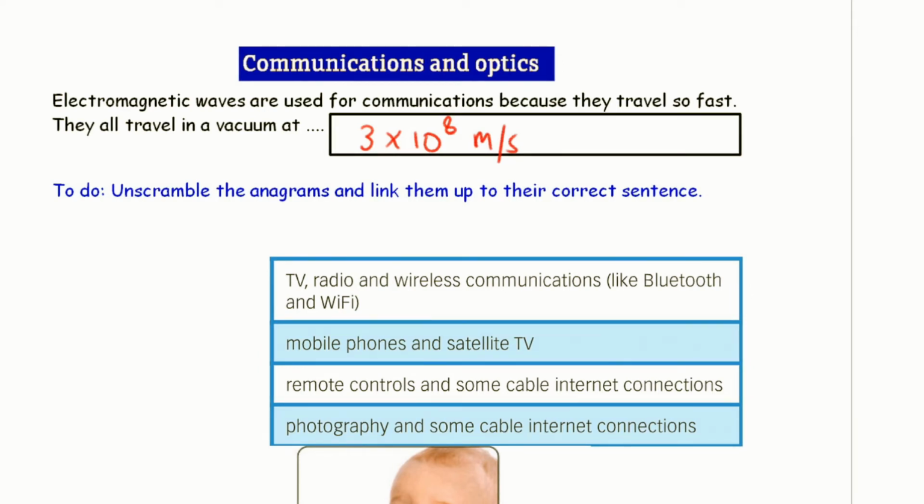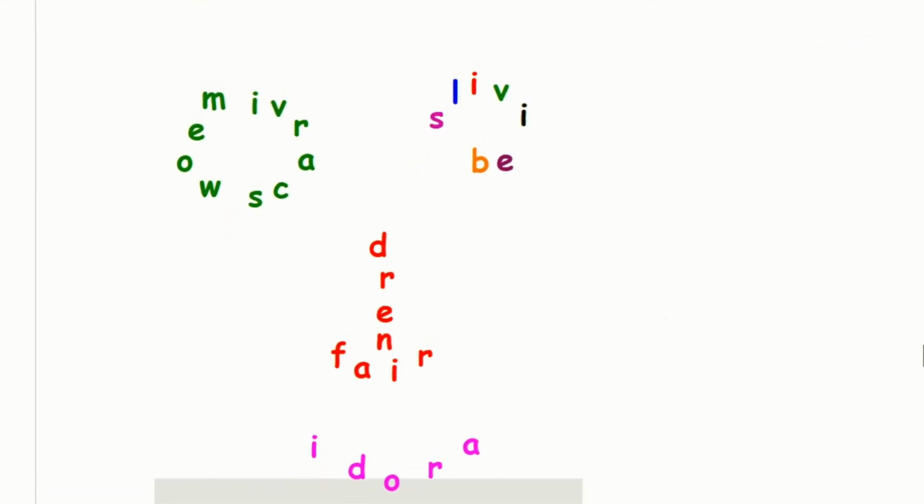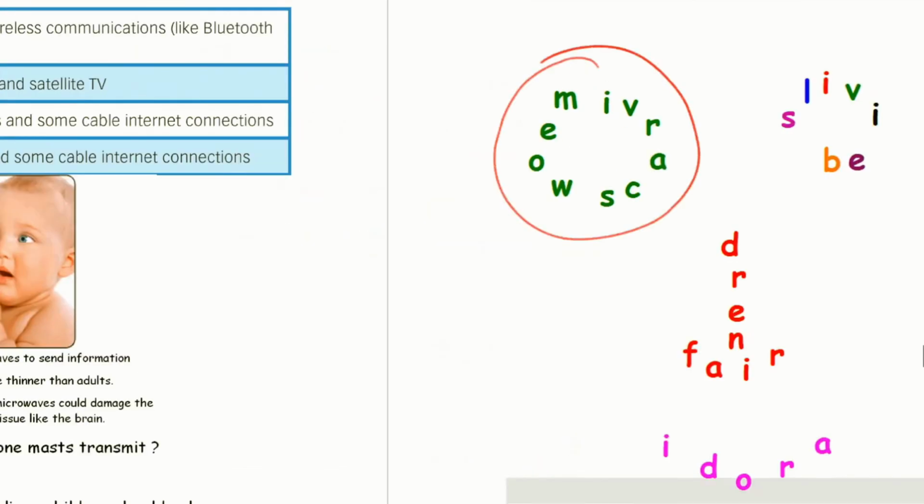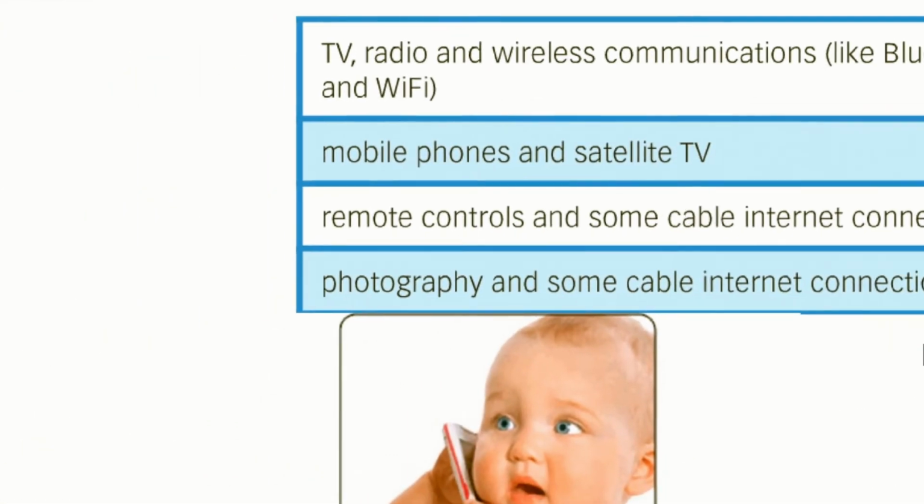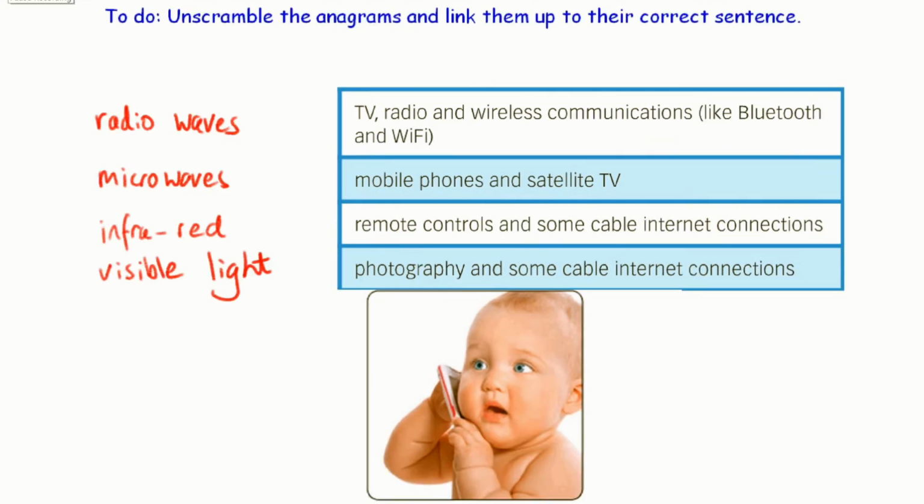Right, to do: unscramble the anagrams and link them to the correct sentence. These are the anagrams, and then you have to put them next to the correct sentence. So for example, if you unscramble that, it's microwaves. Then you go over here and find which one it is for microwaves and write it to the left hand side. Okay, compare your answers now to what I've added in there.